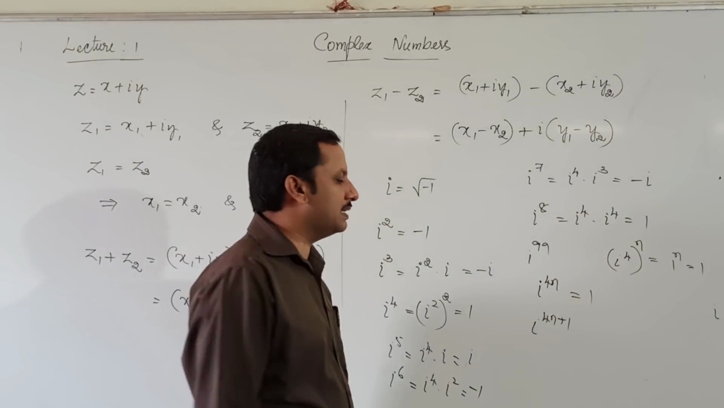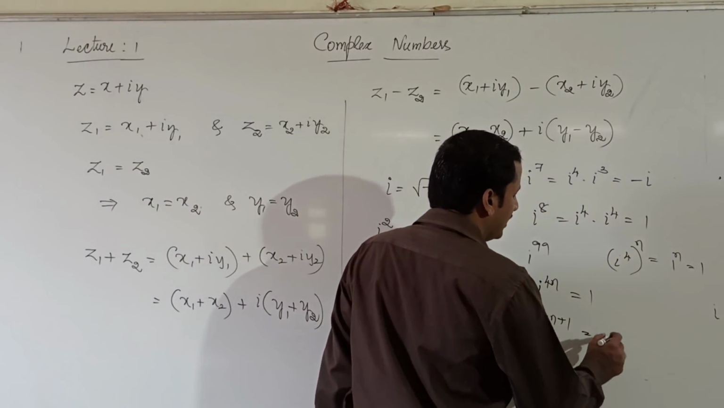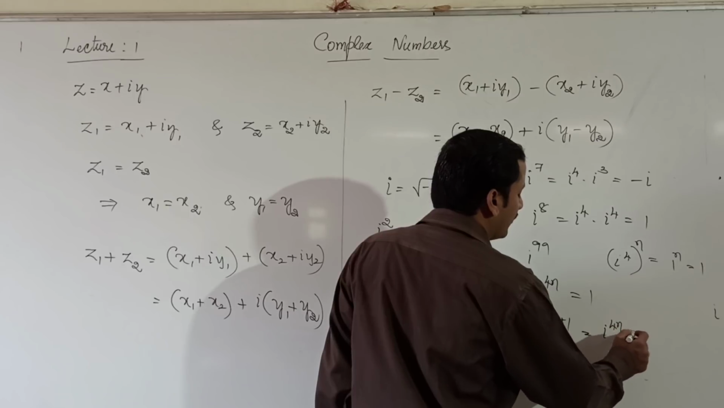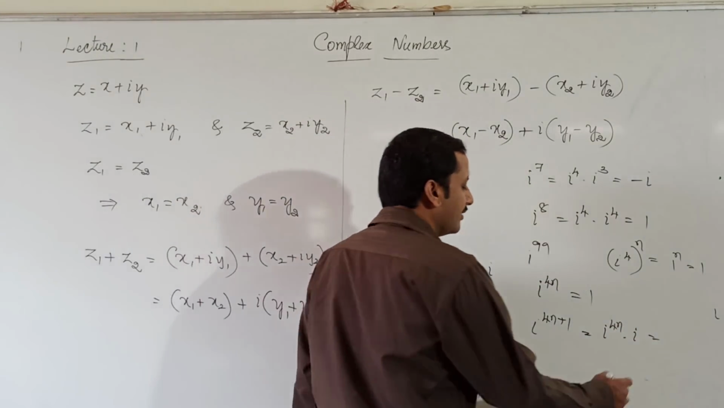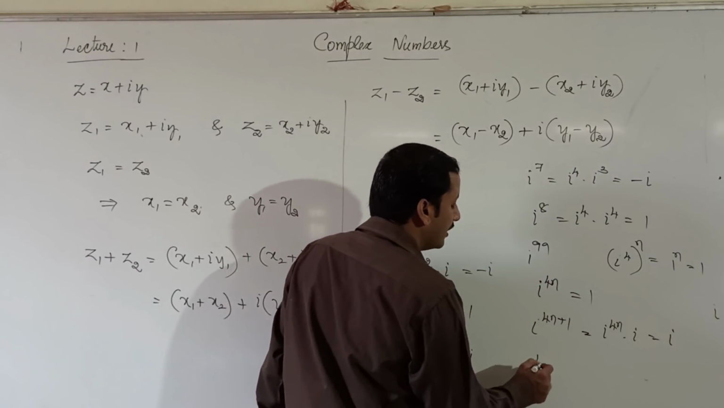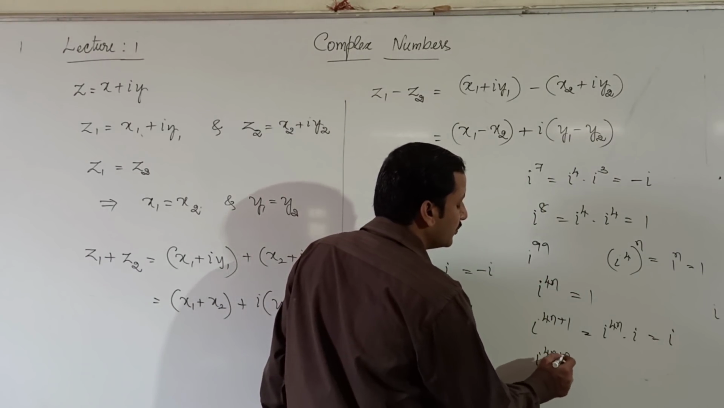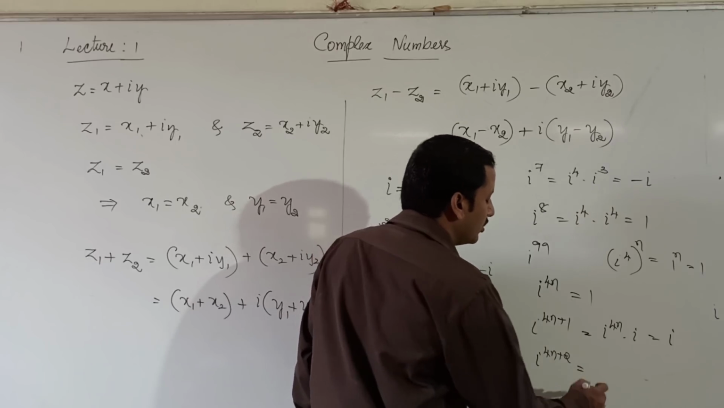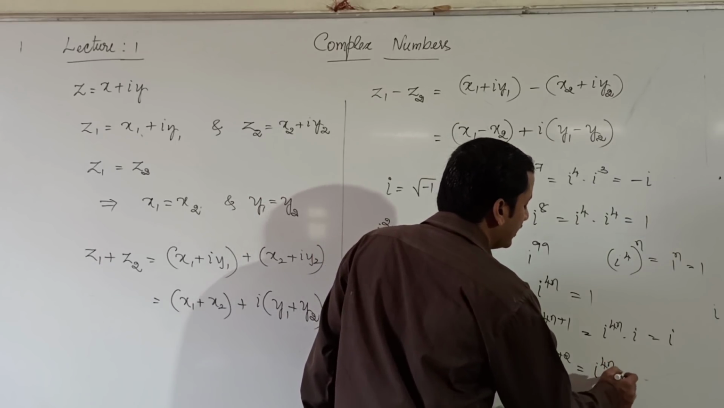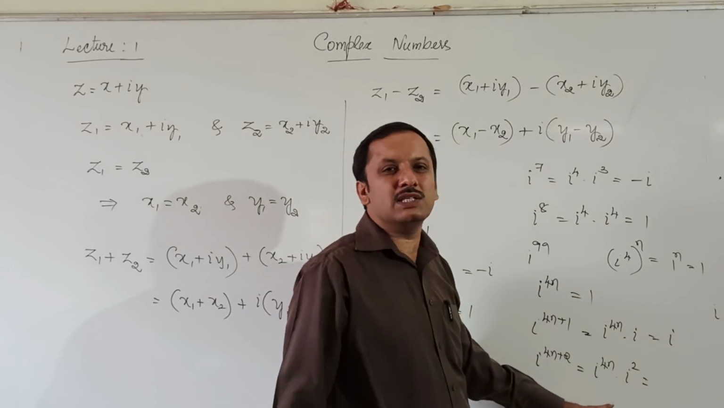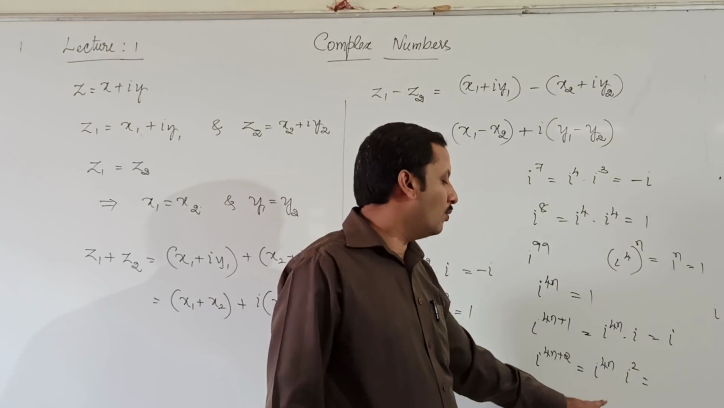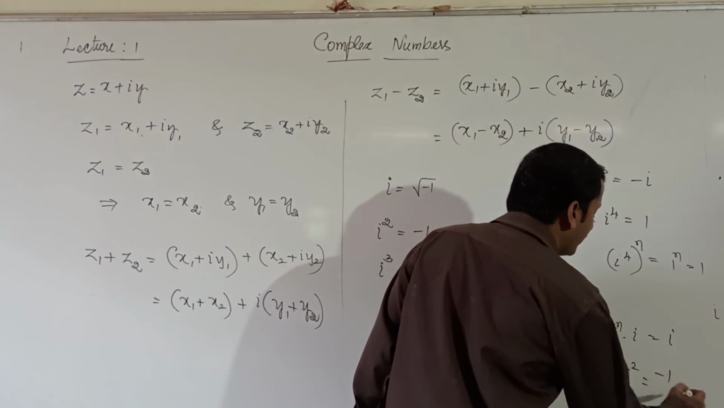Now, i power 4n plus 1. I can write it as i power 4n into i. i power 4n is 1, and 1 into i is equal to i. Then i power 4n plus 2 is equal to i power 4n into i square. i power 4n is 1, i square is minus 1, and 1 into minus 1 will give you minus 1.